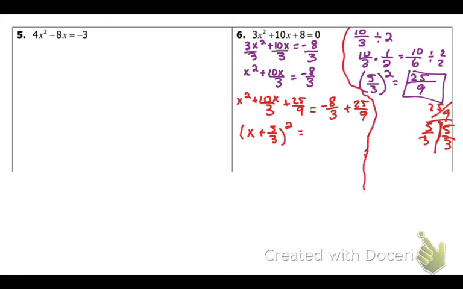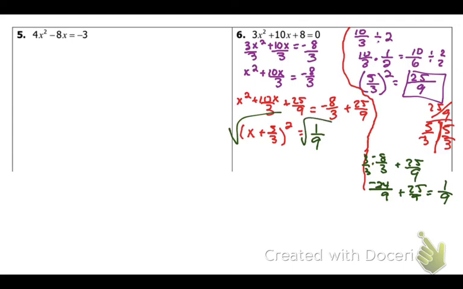Now you need to go ahead and find common denominators to add my -8/3 plus 25 over 9. I need to get common denominators, so I get -24 over 9 plus 25 over 9. That's going to give me 1/9. So I get 1/9 here. Now we're going to take the square root. I'm left with x plus 5/3 is equal to plus or minus 1/3, because you take the square root of each.